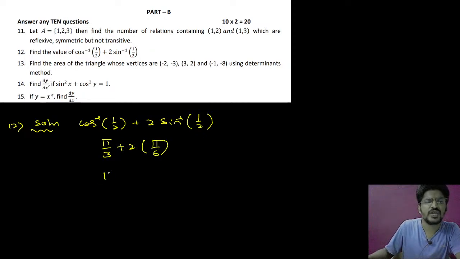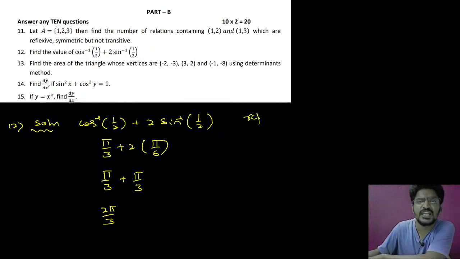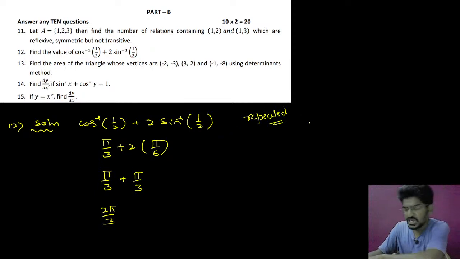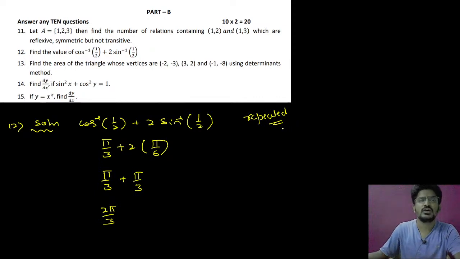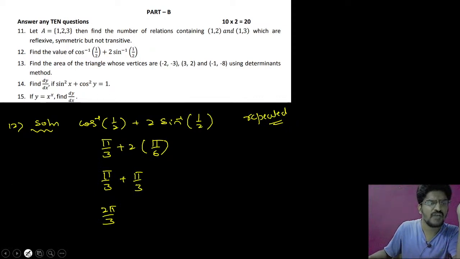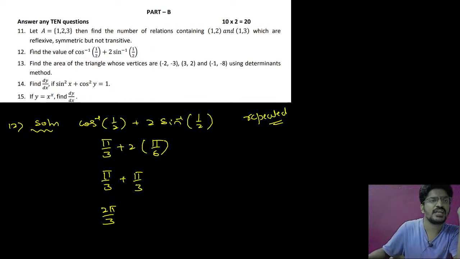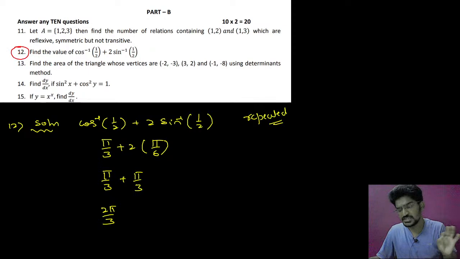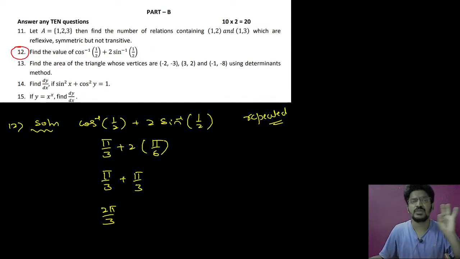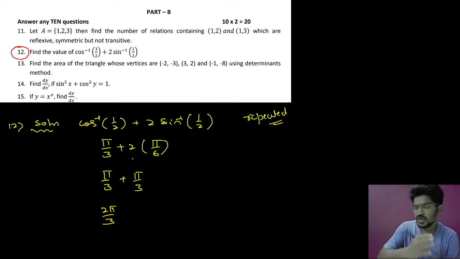So if you simplify this, pi by 3 plus pi by 3 will be equal to 2 pi by 3. Please remember, this is repeated from the previous year. That means now we are done with this question, problem number 12. I will circle the questions that are repeated from the previous year's question paper. At the end of this question paper, we can see how many questions are repeated from the previous year. Clear? So the answer is 2 pi by 3.